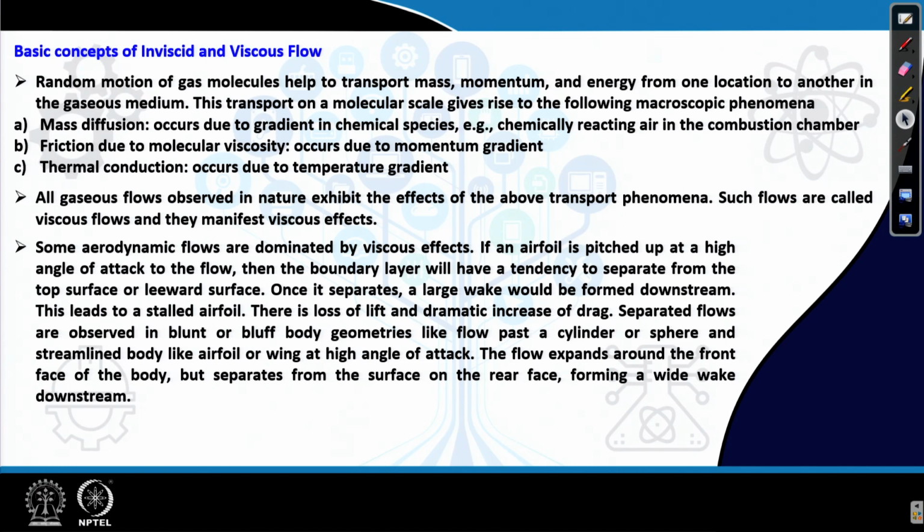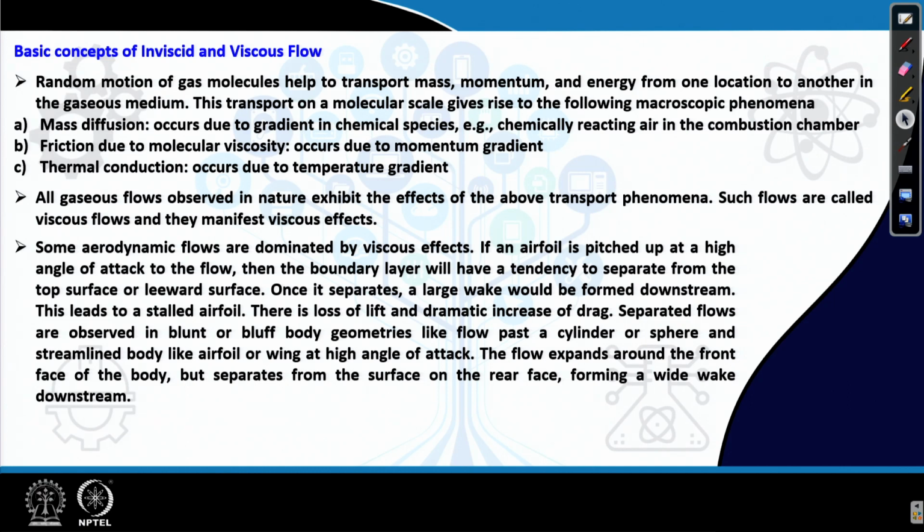Let us look at the basic concepts of inviscid and viscous flows. So, to begin with, we recall the random motion of gas molecules which helps to transport mass, momentum and energy through the fluid medium from one location to another. And the transport on a molecular scale gives rise to some of the macroscopic phenomena that we are aware of.